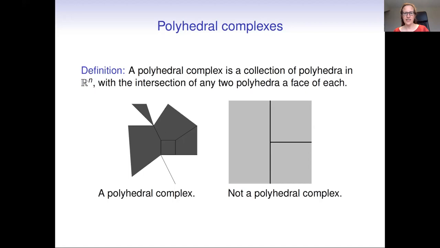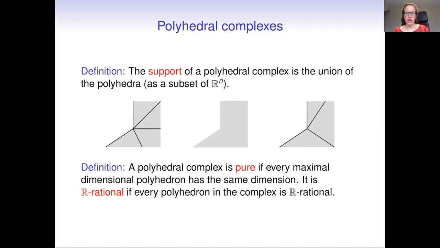Okay, what about the support? The support is just the union of those polyhedra as a subset of R^n. Here I've got two polyhedral complexes on the left and on the right. These are meant to be unbounded, so you're meant to think of them as the special case of polyhedral complexes called fans, which is when all the polyhedra are just cones. They're unbounded with one vertex. And then the support is shown in the middle. It's just the subset of R^n that lives in any of the cones.